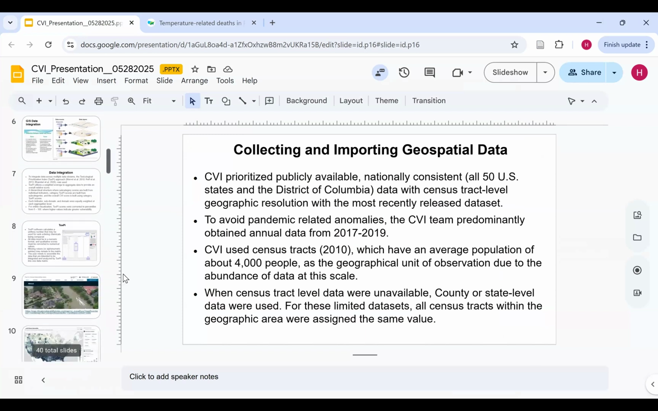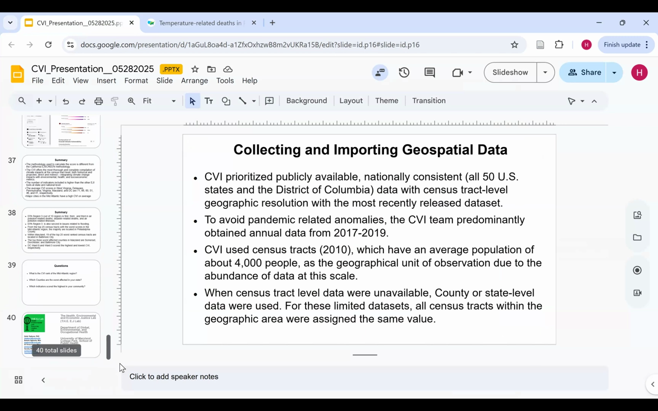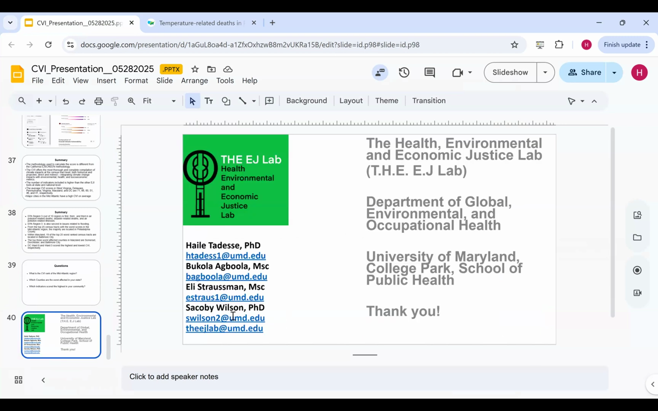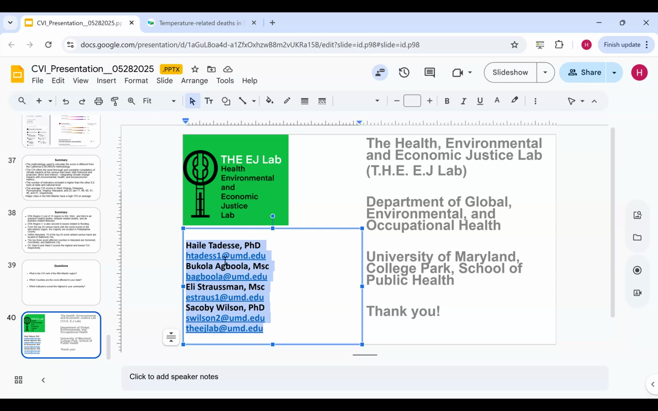But this says that, to avoid pandemic related anomalies, they just used data from before 2020. Yes, they use data before 2020.